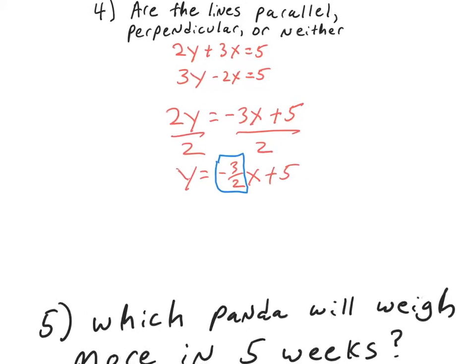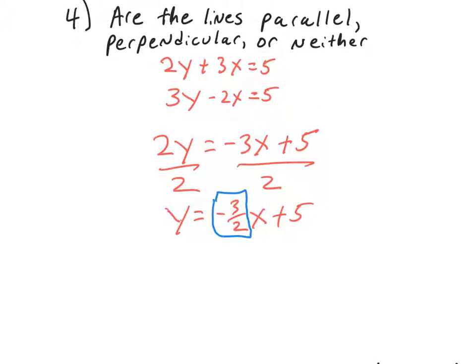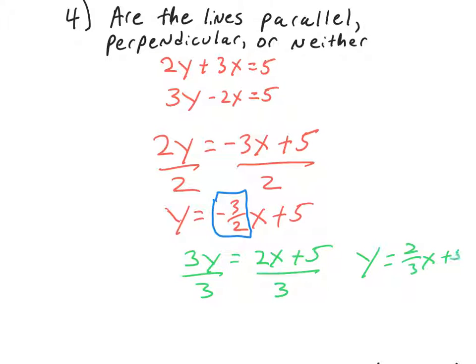And then the second slope, we'll go ahead and solve for y in our second equation. So we're going to get 3y equals positive 2x plus 5. Then divide by 3, and I will get y is equal to 2/3 x plus 5. So our second slope is 2/3.